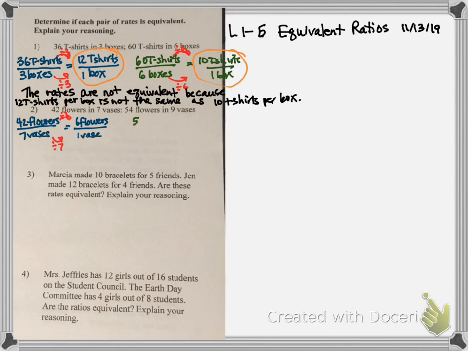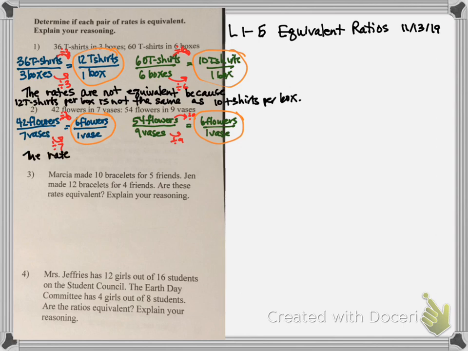We've got 54 flowers. So notice I am writing these as rates like fractions. Okay, and 9 vases. Same idea. We're going to get a unit rate, so we're going to divide top and bottom by 9. And that's going to give me 6 flowers per 1 vase. So I look at my results, and I have 6 flowers per vase and 6 flowers per vase. So guess what? These rates are equivalent. Why? Because their unit rates are the same.